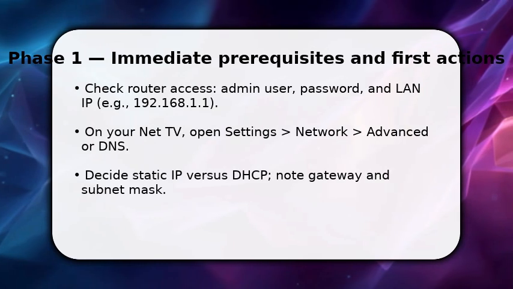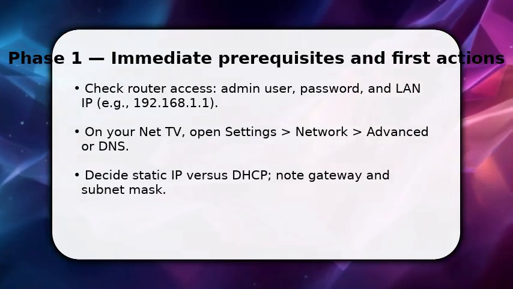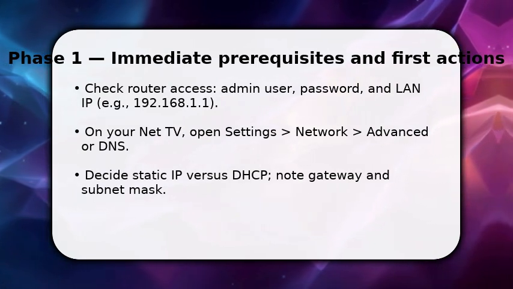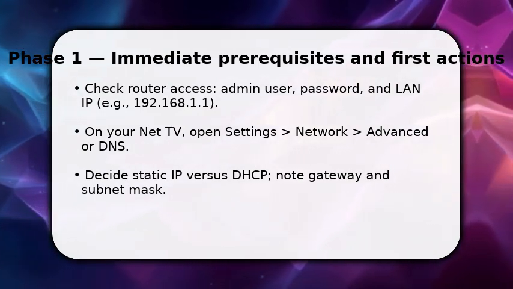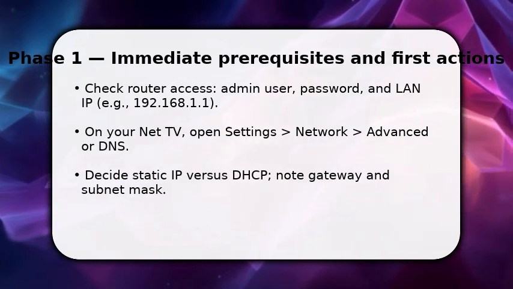You start by preparing the network and confirming access. On the TV, open Settings and go straight to Network Advanced. Log into the router if you need static values. Once done, note Gateway, Subnet Mask, and current DNS entries.